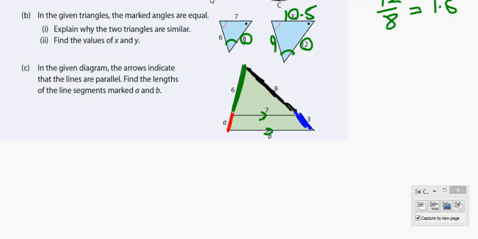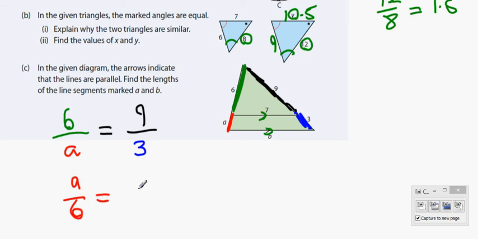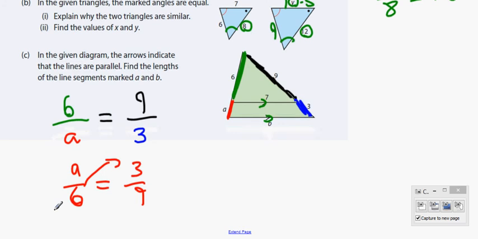So what we're going to get is 6 divided by A equals 9 divided by 3. Get A on its own. So what we can do is turn it upside down, so we get A over 6 equals 3 over 9. Multiply up the 6, and what we can get is A equals 18 over 9. A equals 2. Now we know that A equals 2.